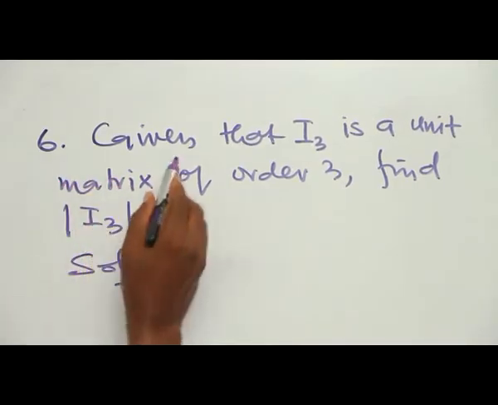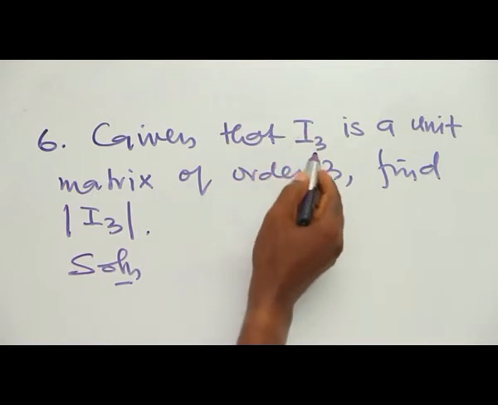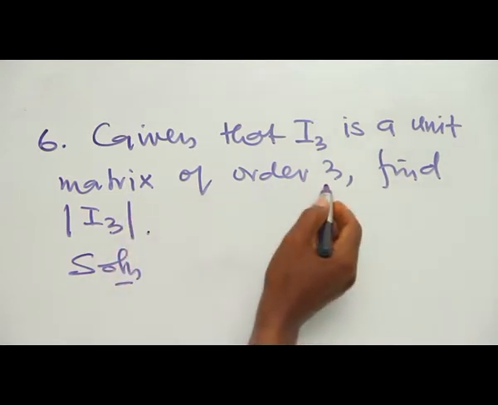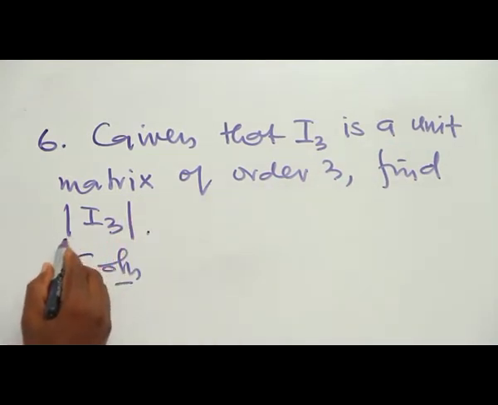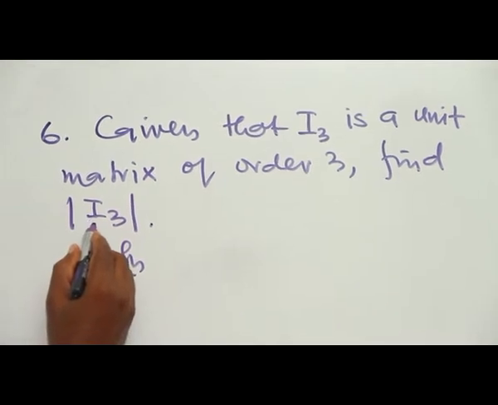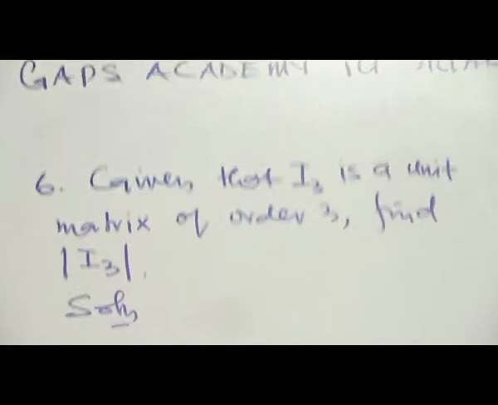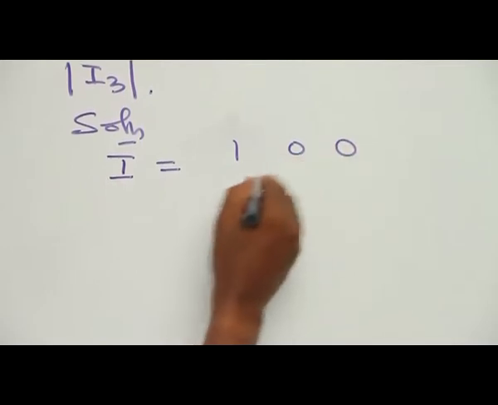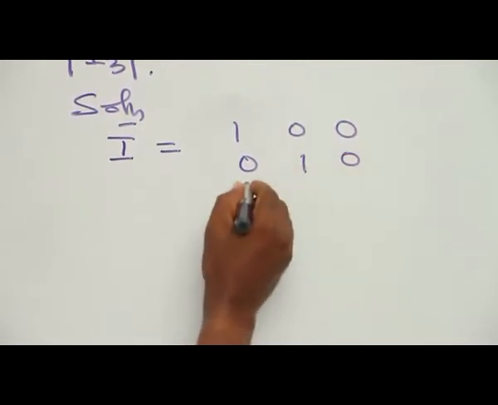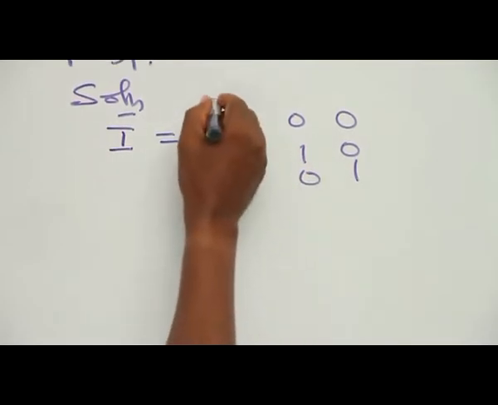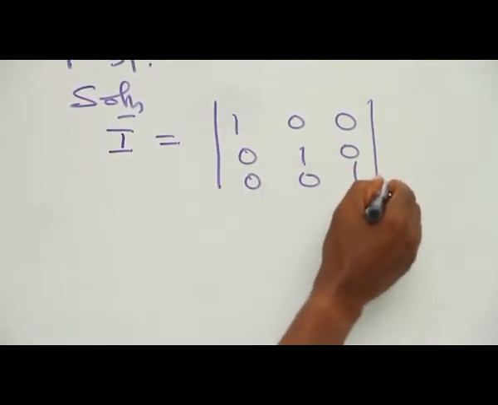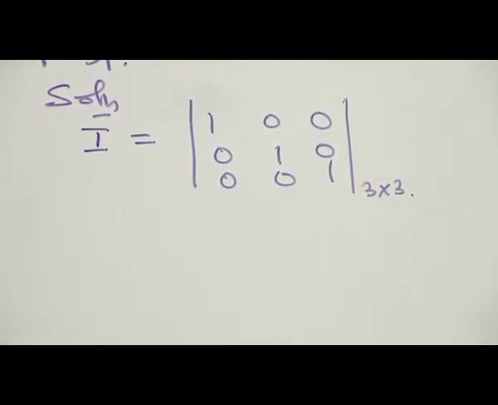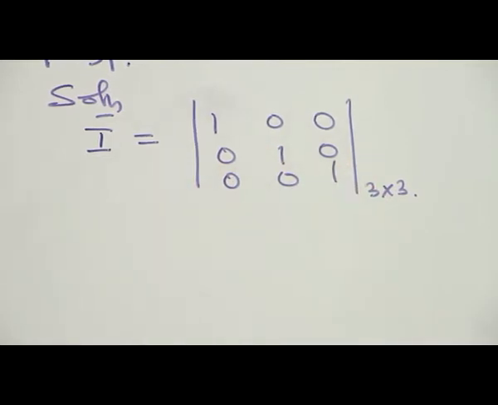Example 6. Given that the identity matrix of order 3 is a unit matrix of order 3, find the determinant of the identity matrix. First of all, an order 3 identity matrix is of this form. It's a 3 by 3 matrix, 3 rows and 3 columns. And you are told to find the determinant of this one.